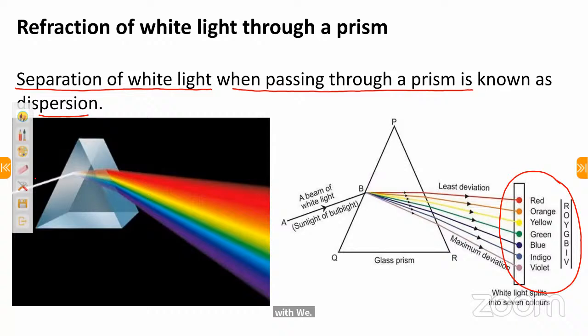From where did these 7 colors come? Through the prism? Inside the prism? No. In white light. So white light is a combination of 7 component colors, but we can't see. We can see only the white light. Because of the frequency, there are wavelengths.